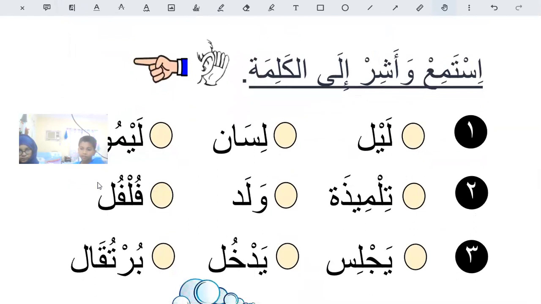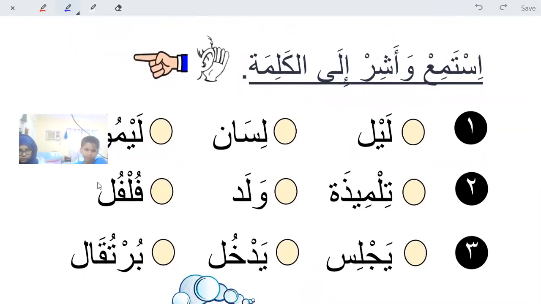Istame washili lil kalima, listen and point to the word. Yes. Tongue. Lisan, that's the other one. Good. Boy. Walad. Good. He is entering. Yadkhulu. Good. Latifa. Night. Yes. Lail. Good. Student. Tilmiza. Good. He is sitting. Yadkhulu. Wrong. Wait, yajlis. Yajlis, okay.